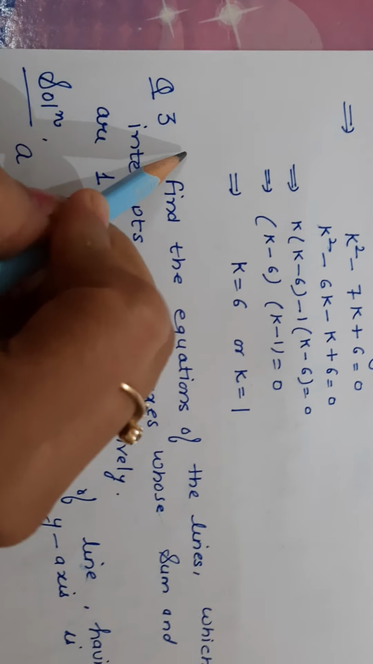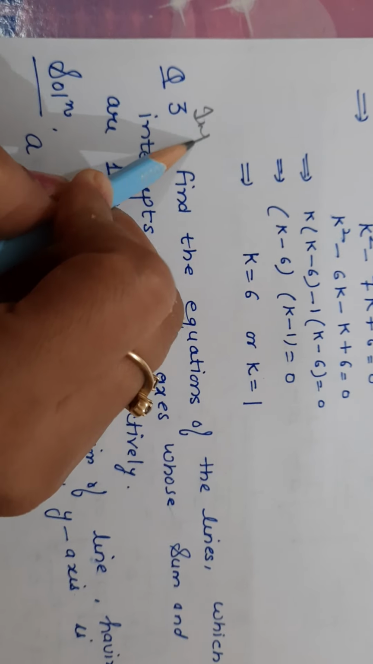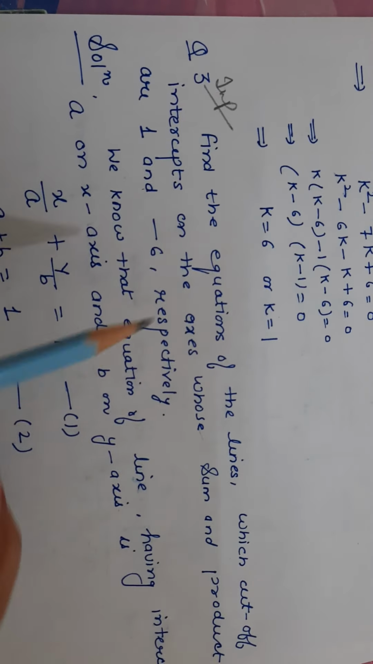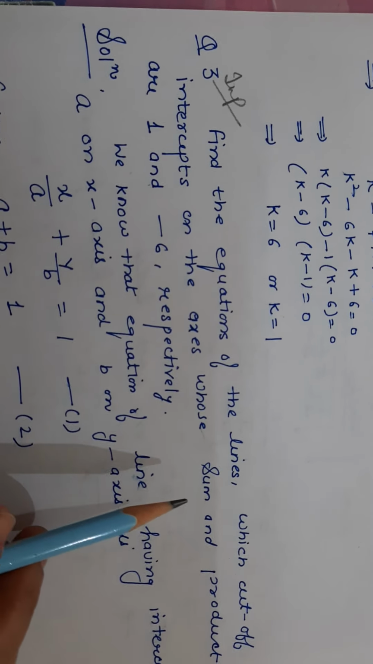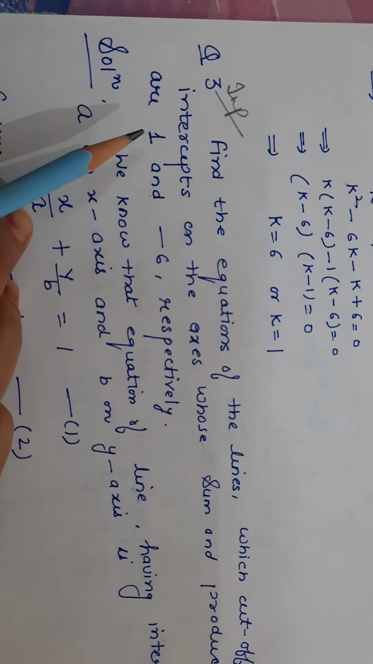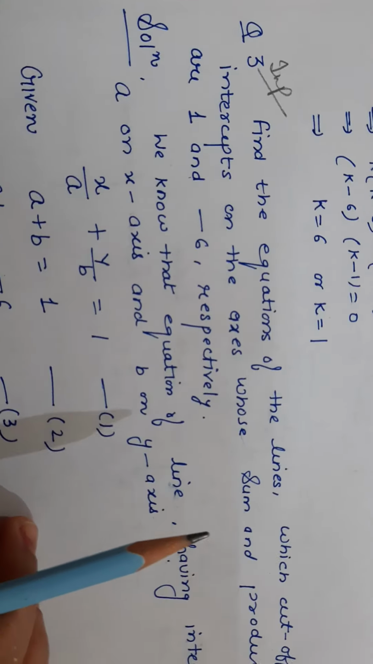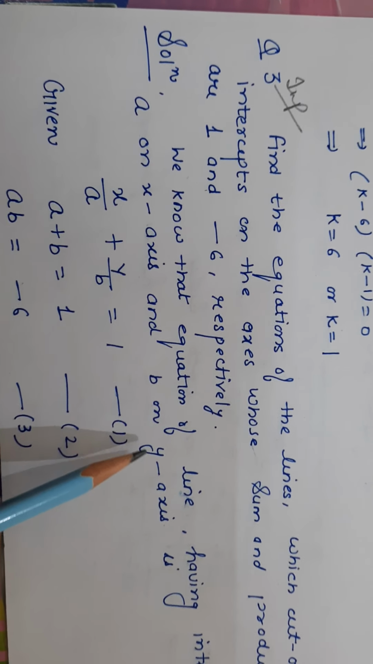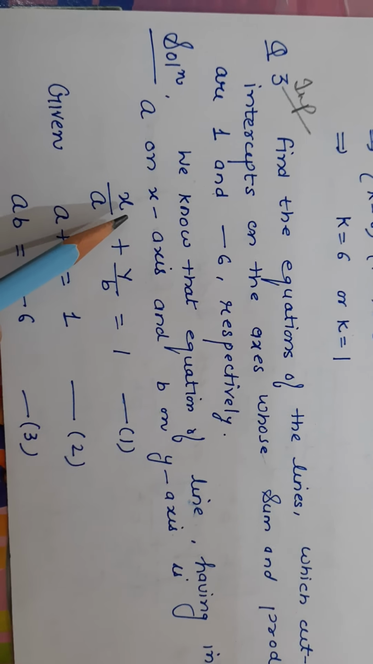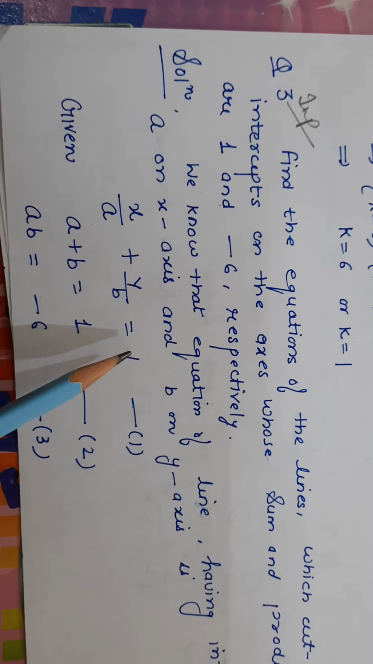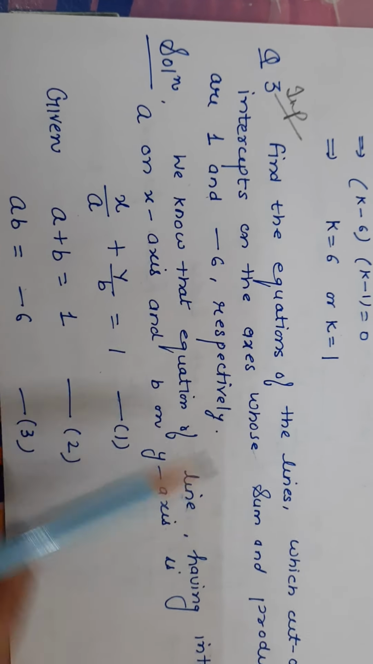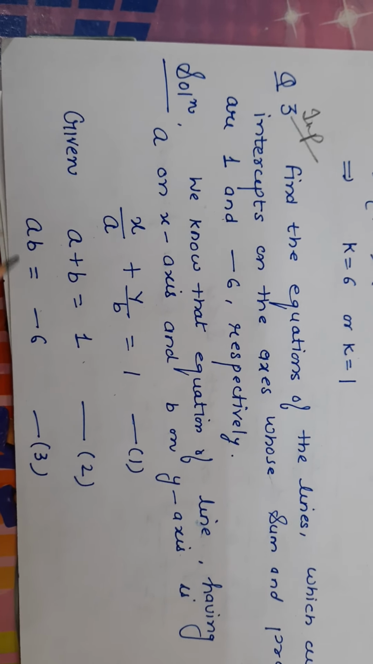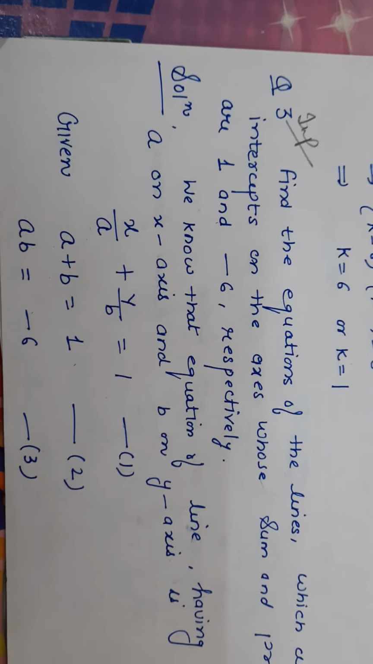Next question. This is also an important question. Question number 3. Find the equations of line which cut off intercept on the axis whose sum and product are 1 and minus 6 respectively. We know that the line which makes A intercept on x-axis and B on y-axis is x by A plus y by B equal to 1. Now according to the question, the sum of intercept A plus B is 1. The product A into B is minus 6.